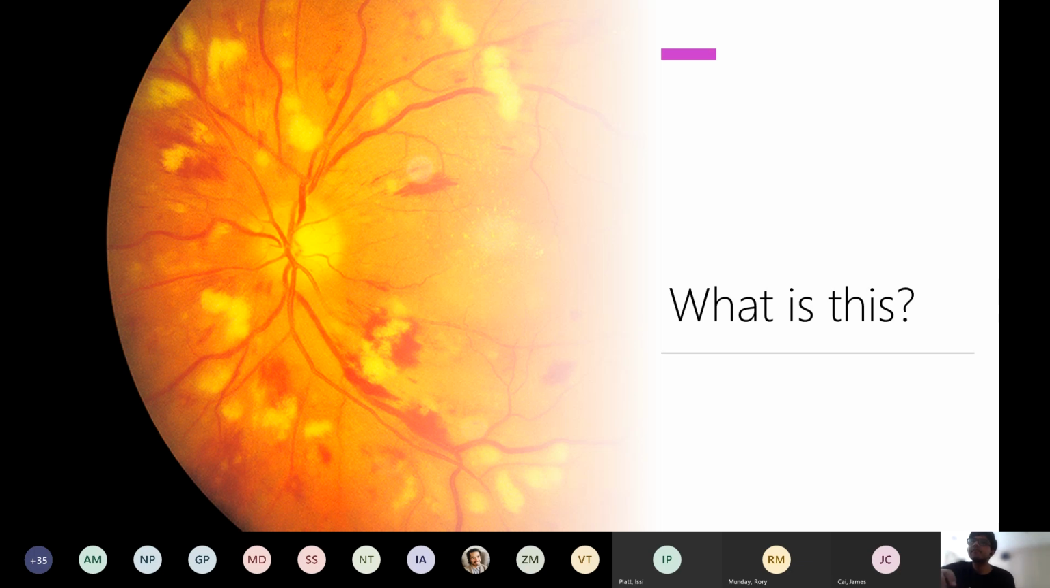Any ideas? There are retinal hemorrhages on this diagram, and there are also cotton wool spots. There's one other finding. So this isn't actually diabetic retinopathy, but that is a good differential. There's one more subtle sign.